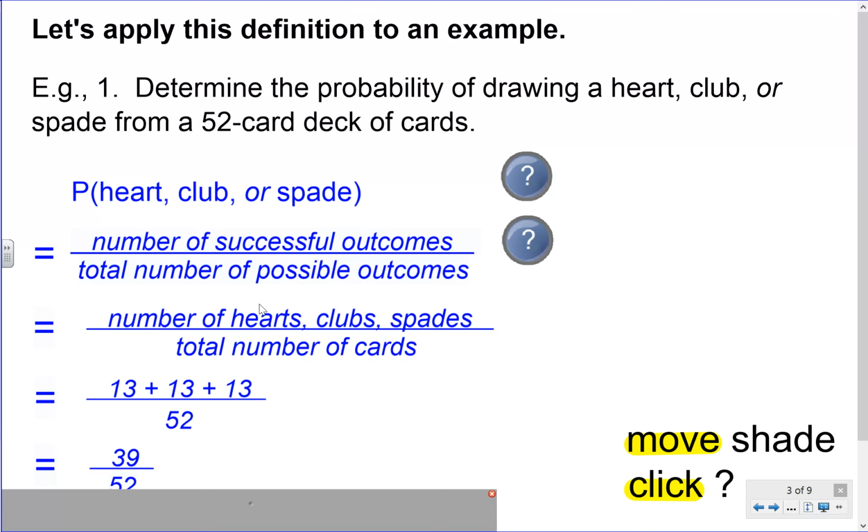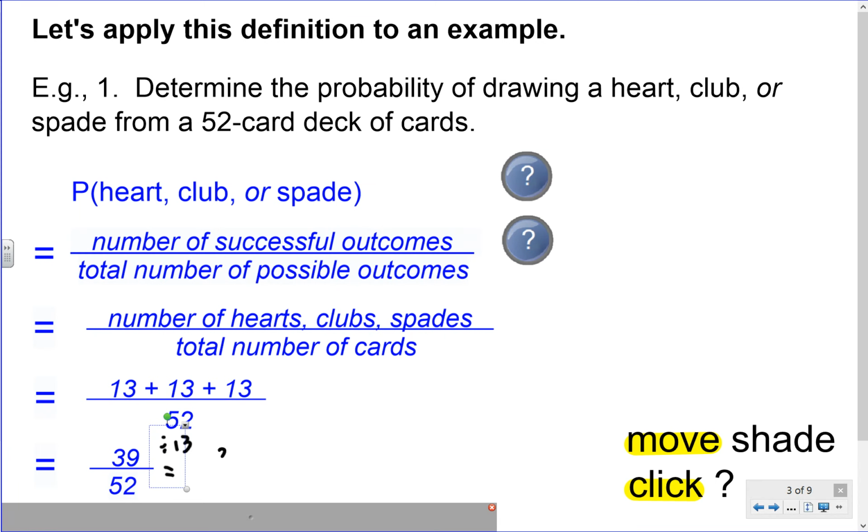Then in lowest form, something you should always try to do if possible with fractions, I believe both top and bottom are divisible by 13. So if we divide the top by 13, we'll end up with 3 as an answer. And if we divide the bottom by 13 as well, we'll end up with 4. So 3/4, and this makes sense. 3/4 of the suits in a deck of cards are made up of hearts, clubs, or spades.